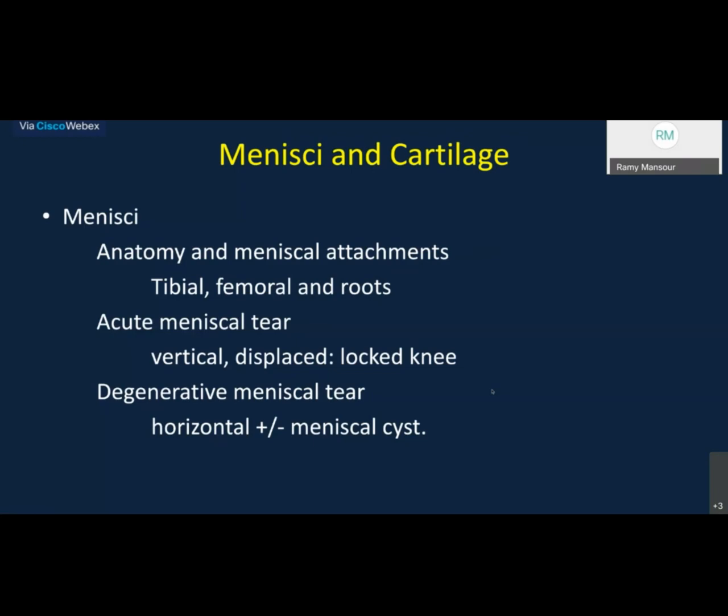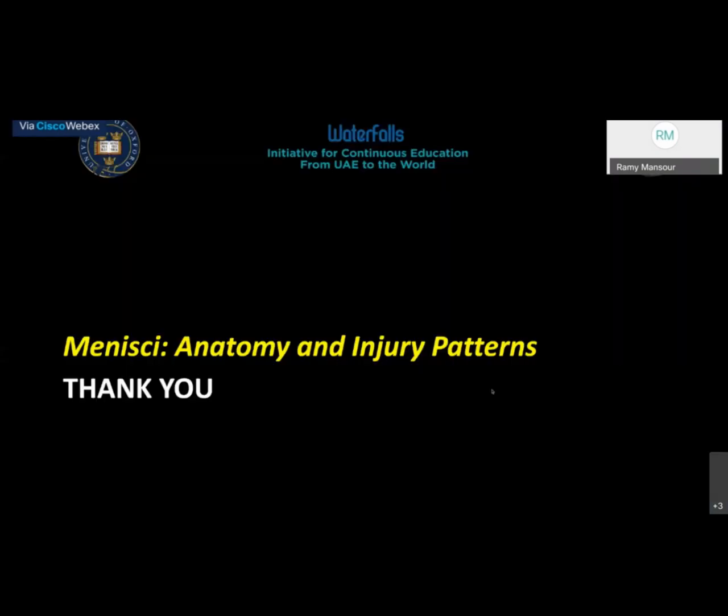So in summary, in this presentation, we showed the anatomy of the menisci and its attachments. The most important type of attachment is the tibial attachment and the roots. The femoral and intermeniscal attachments are not important and do not have any role in meniscal stability. I showed you some examples of acute meniscal tear, which is mainly vertical, and displaced vertical tears causing locked knee, especially when they are bucket handle or flipped, and degenerative meniscal tears, which are mainly horizontal and associated with meniscal cyst. And thank you very much.